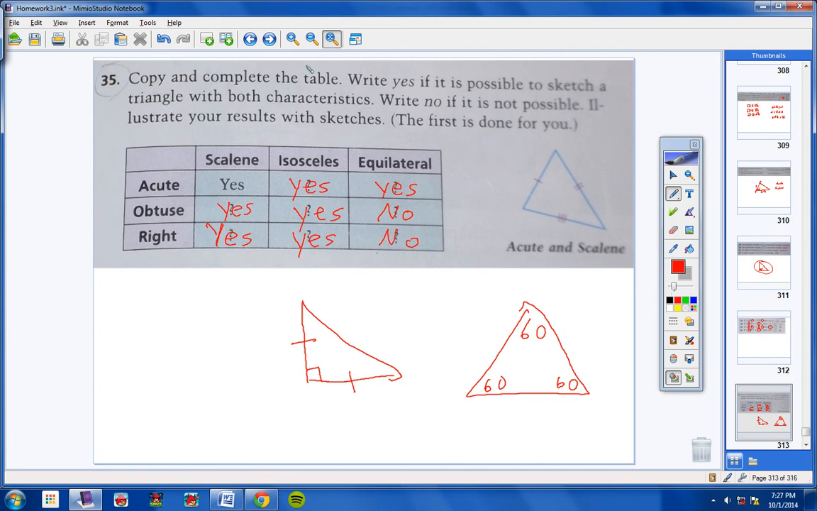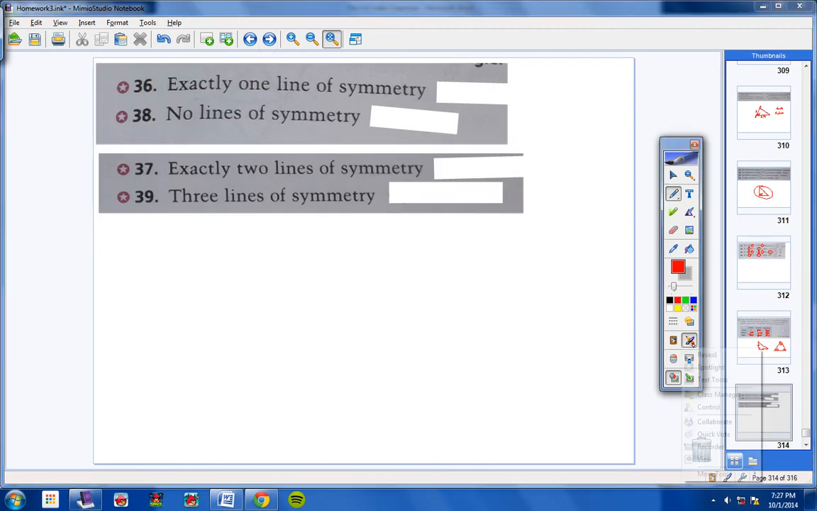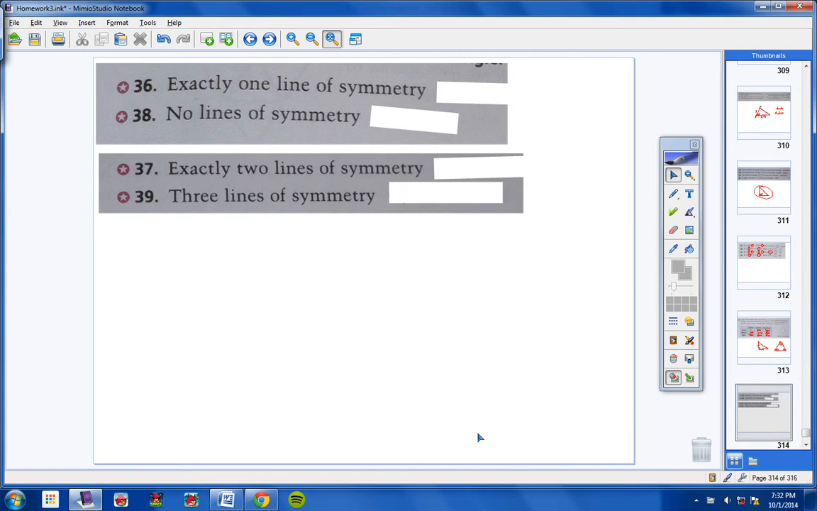Okay, continuing on to numbers 36 through 39. The directions say to draw a triangle that has the indicated type of symmetry, if possible, and then identify the type of triangle. So here we go. Number 36, we want to draw a triangle that has exactly one line of symmetry.